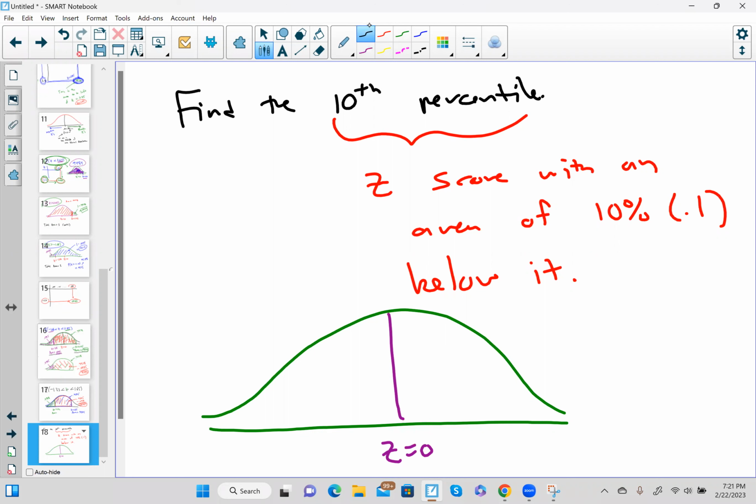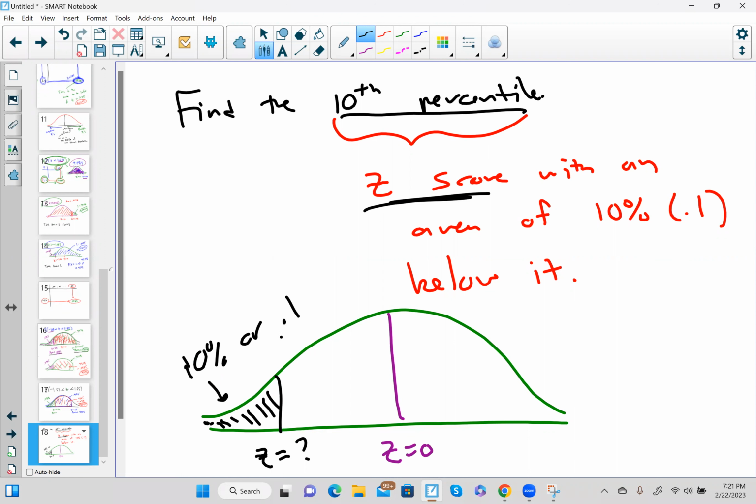In this case, you're saying that there's some number where 10% is below it. I'm going to go over here somewhere and put z equals a question mark because I don't know what the z-score is. What I do know is that the area below it, this area down here, is 10%, or better yet, as a decimal, 0.1. Okay, so let's pause for a minute. Any questions so far? All right, so we're going to get the z-score that goes with that.